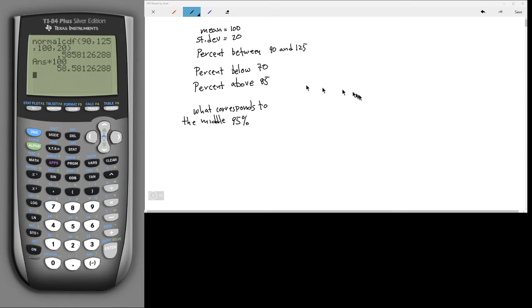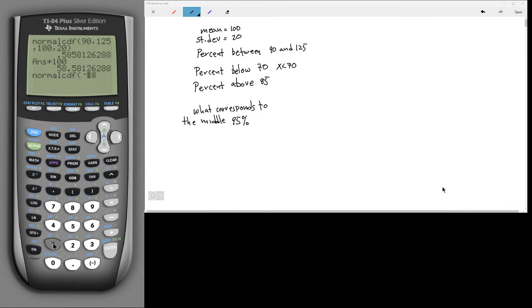All right, if I want to do the percent that falls below a number, so in this case I've got 70, I go back in, pull that up. Now below means that, here, let me write this down. Below this means that my x is less than 70. So if my x is less than 70, that means my lower bound is negative infinity.